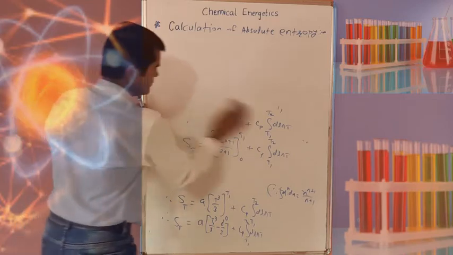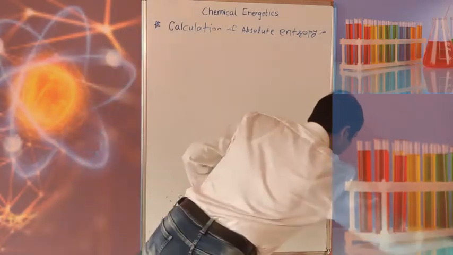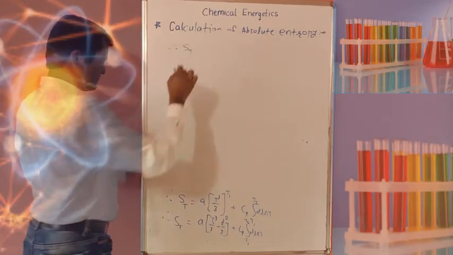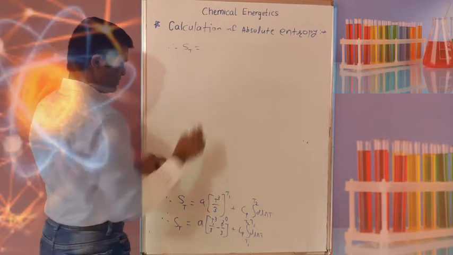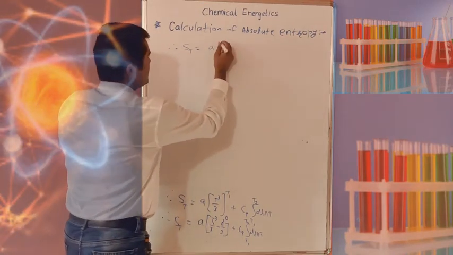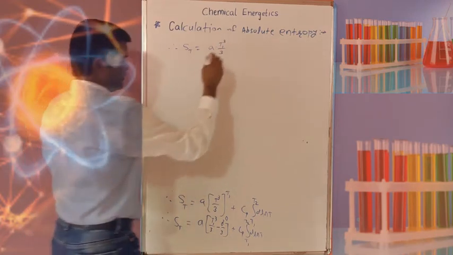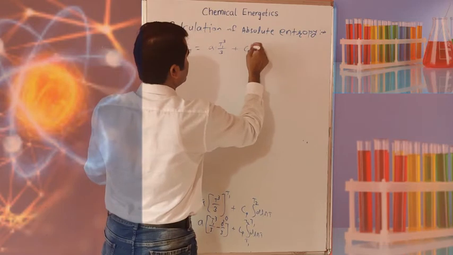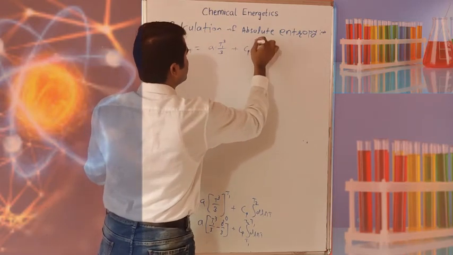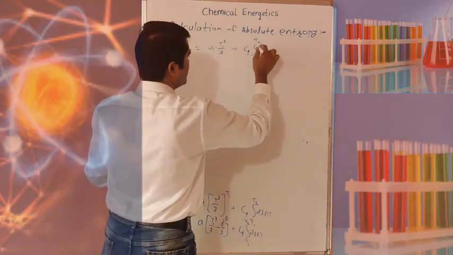After solving this equation, we are going ahead, so write all the points. Therefore St is equal to absolute entropy at temperature T, which is equal to A T1 cube upon 3 plus Cp integration of T1 to T2 d ln T.